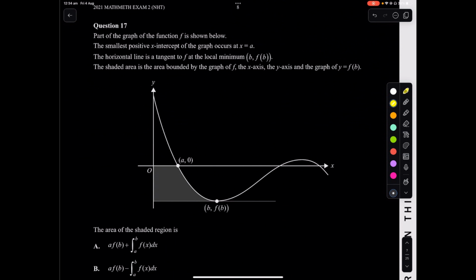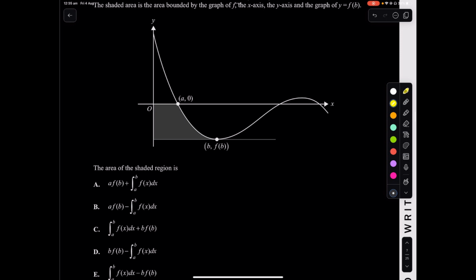Part of the graph of the function f is shown. The smallest positive x-intercept of the graph is at A. The horizontal line tangent to f at the local minimum is B. The shaded area is bounded by the graph of f, the x-axis, and the y-axis and the graph of f at B. We want the area, so we want the positive area.